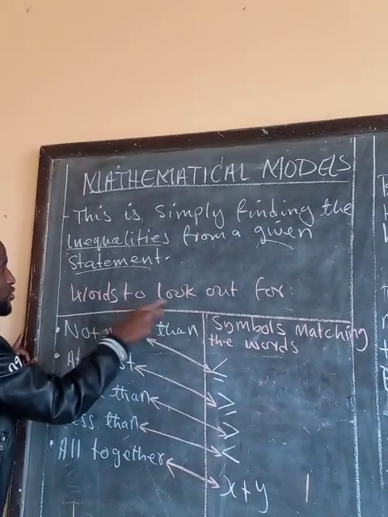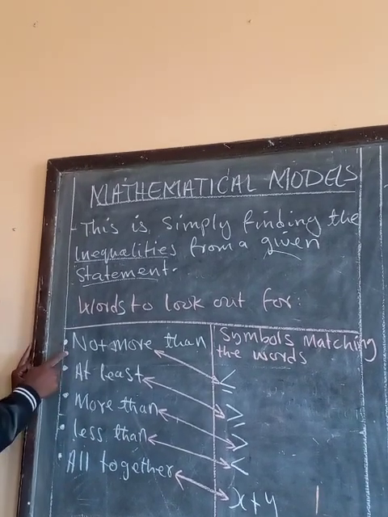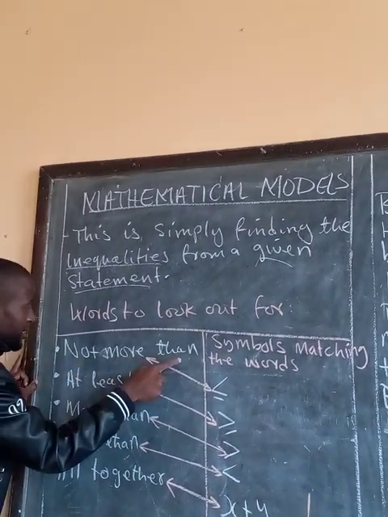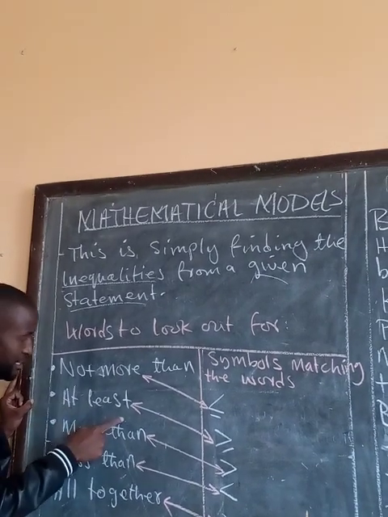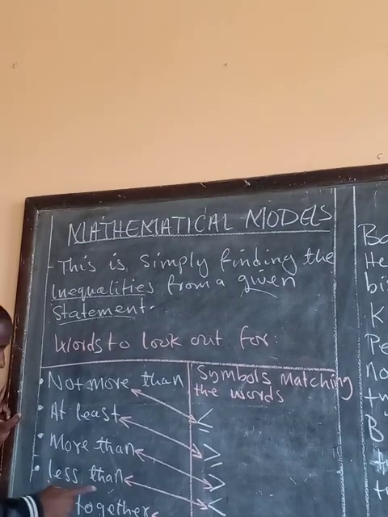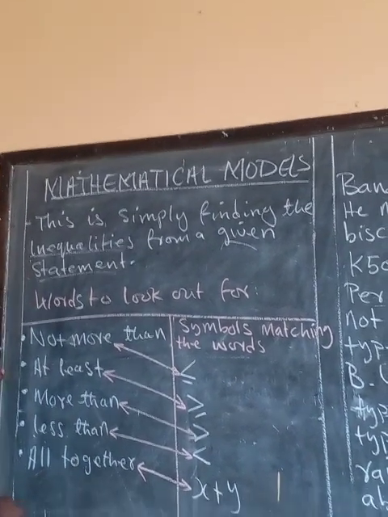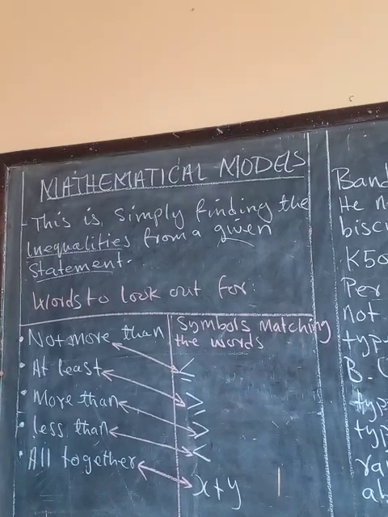Words to look out for when dealing with mathematical models. We have words such as not more than, at least, more than, less than, and also altogether. What do these words mean?